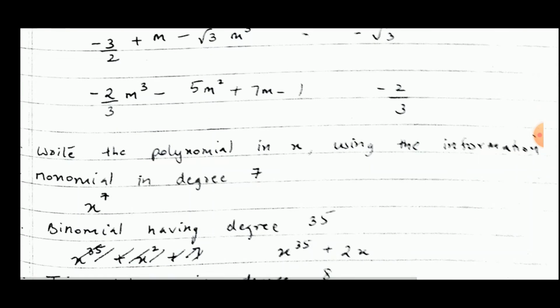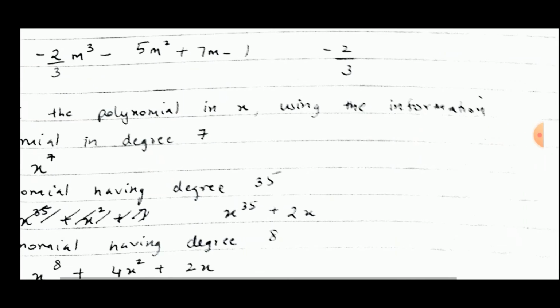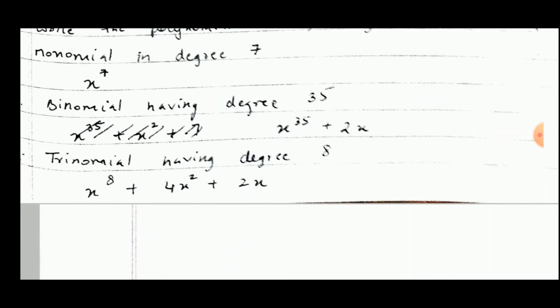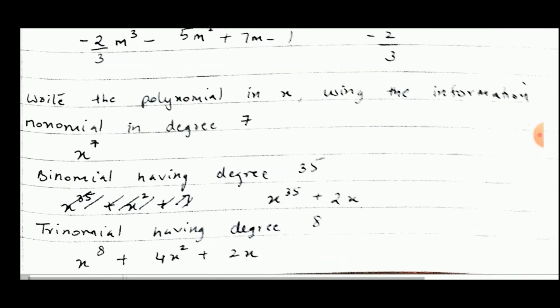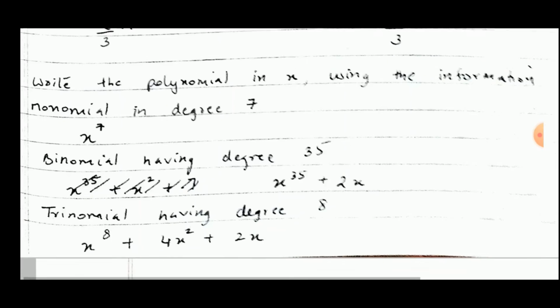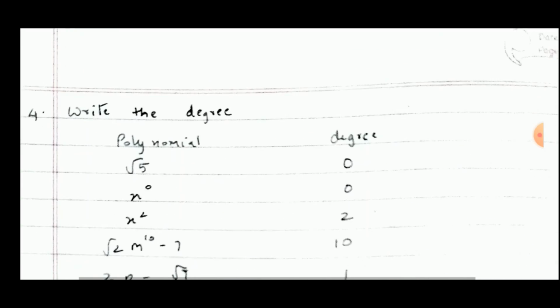Now write the polynomial in x using the given information. Monomial in degree 7: x raised to power 7. This is a binomial having degree 35. Then this one, a trinomial having degree 8: x raised to power 8 plus 4x square plus 2x. Any examples you can write; this is just for the understanding I have written down.